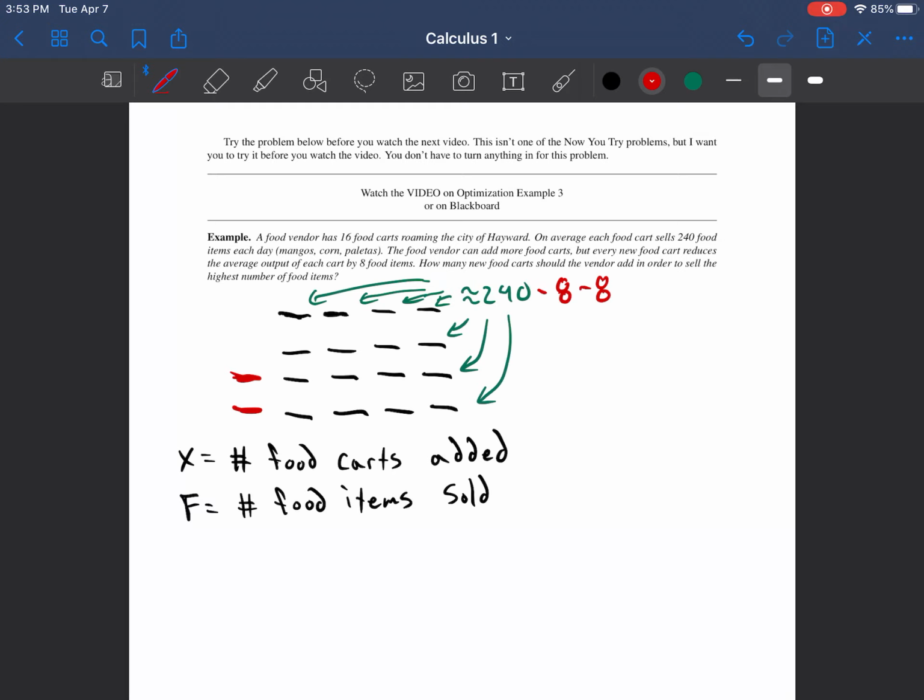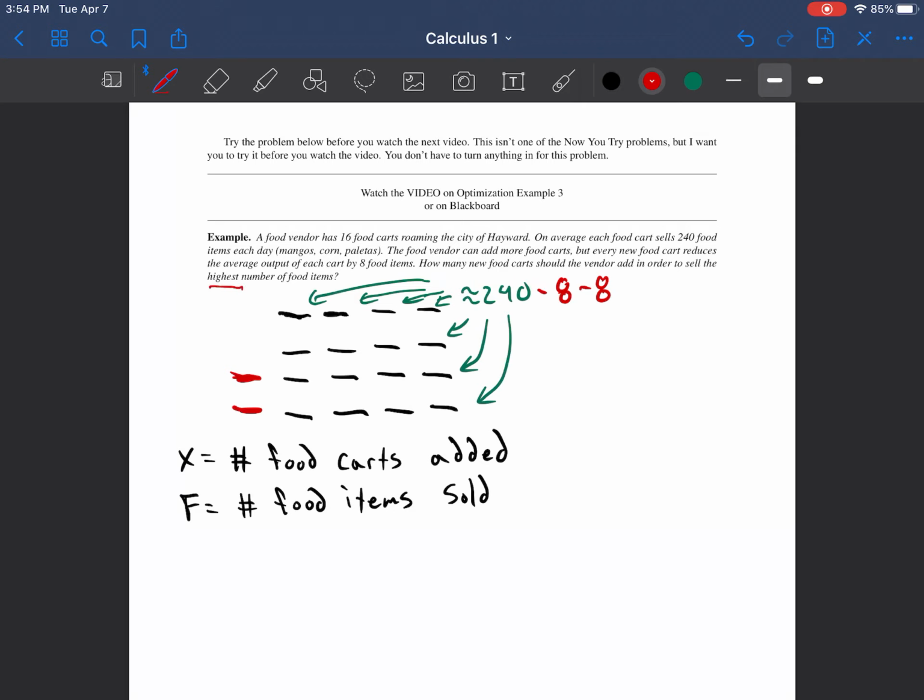I went ahead and declared a couple of variables. You can see X here is the number of food carts added. So how many carts do we add on top of the original 16? And then F is the number of food items sold. That's the thing that we want to maximize. The last two examples have been about minimizing something. This is now about maximizing the number of food items that we sell.